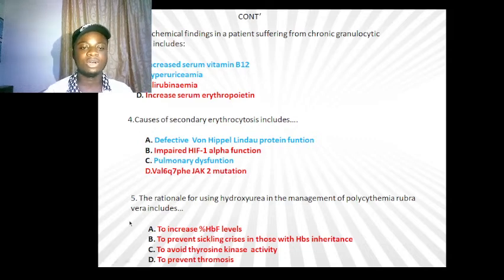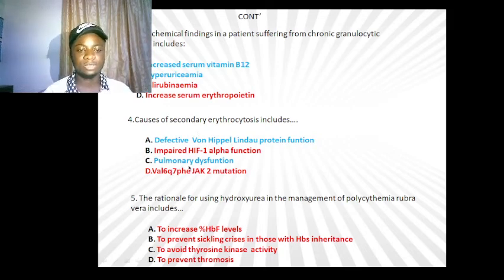Of course, when you have lung disease, gaseous exchange will be impaired, therefore you'll be hypoxic. Whenever you are hypoxic, there will be hypoxia, which will induce hypoxia inducible factors, HIF, and leads to erythropoiesis. So causes of secondary erythropoiesis can include pulmonary dysfunction. It is true. Now this JAK2 mutation is false. JAK2 mutation is found in Polycythemia Vera.